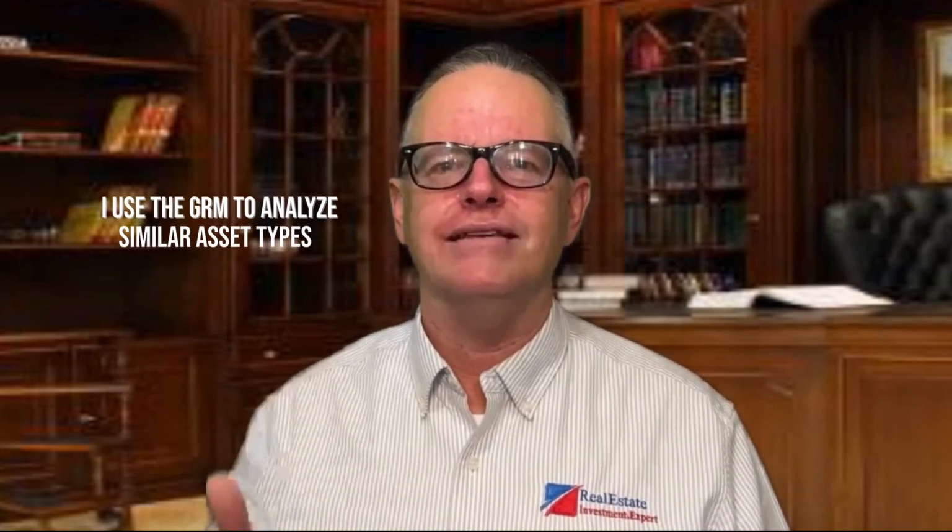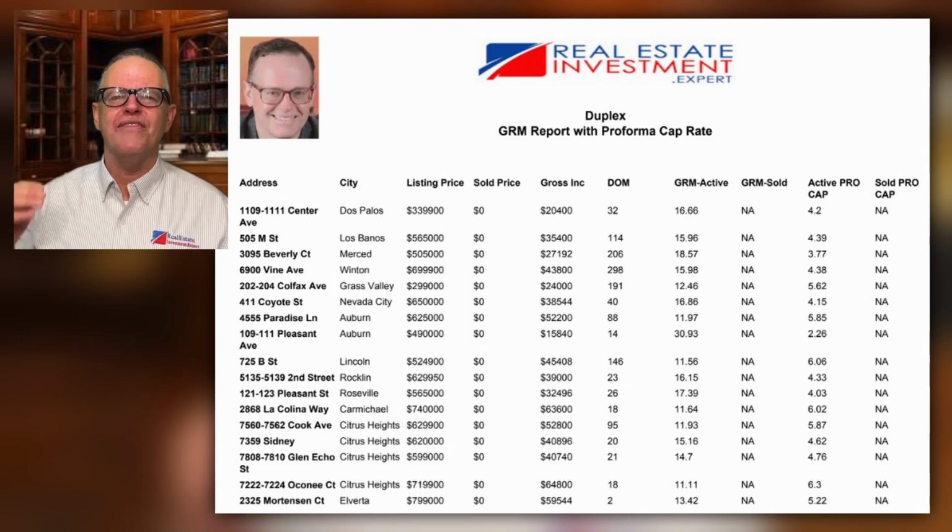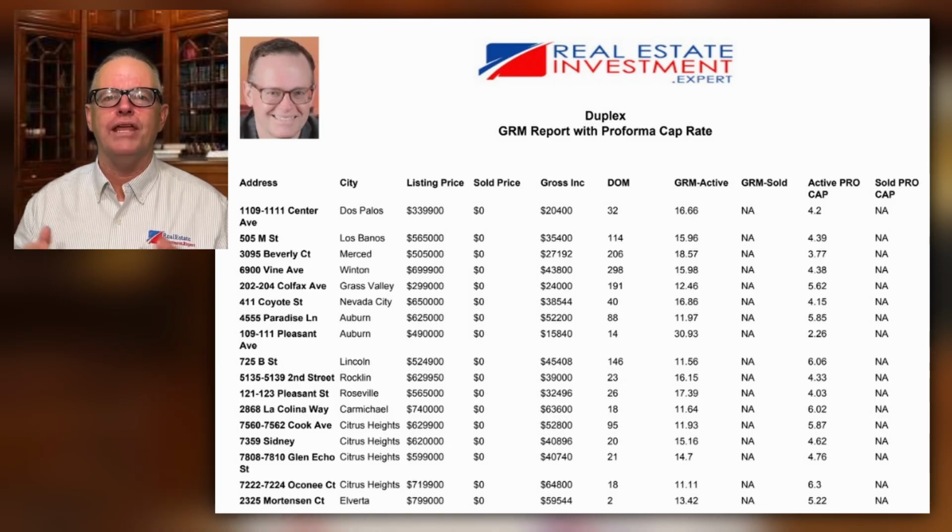So how am I using a GRM? I use the GRM to analyze similar asset types. In fact, I analyze all the small investment properties every week in the counties where myself and my team members are doing business. The GRM report on the screen was an analysis of all the duplexes that were on the market the day I was making this video. As you can see, in 30 seconds, you can compare the income ratio or GRM for every duplex on the market and go back and look at the properties with the lowest GRMs.